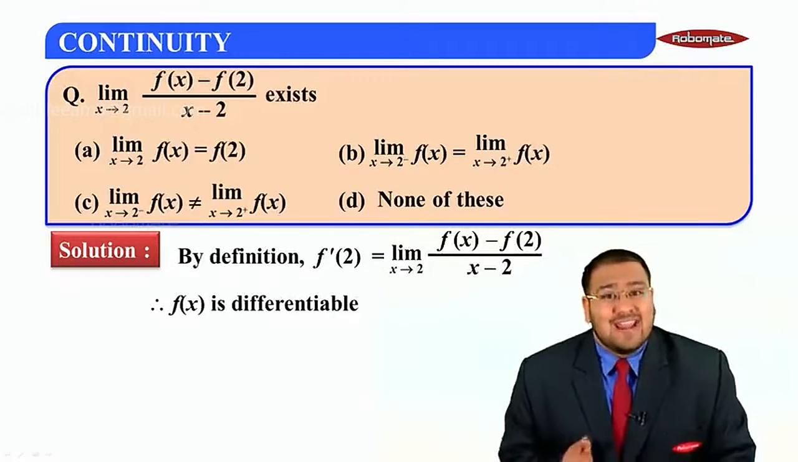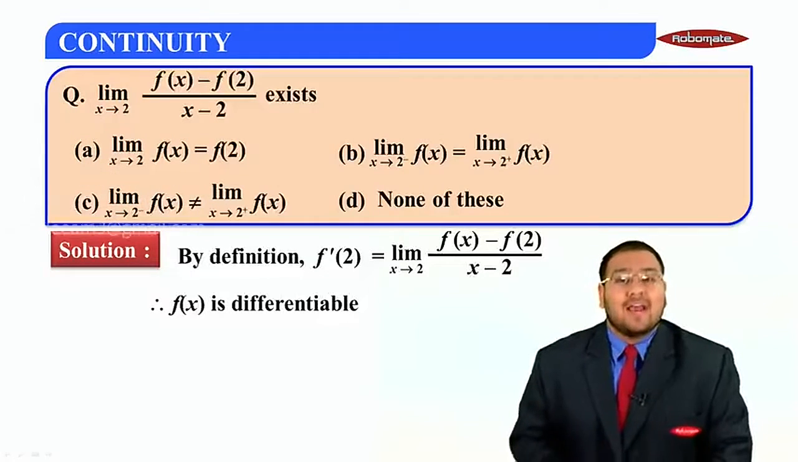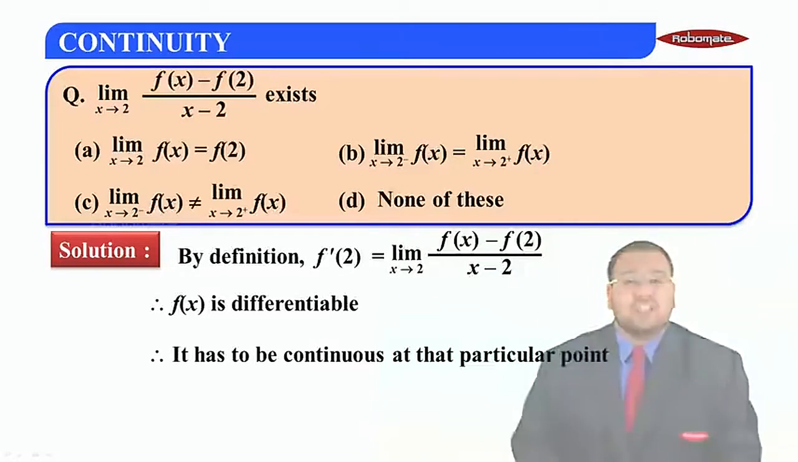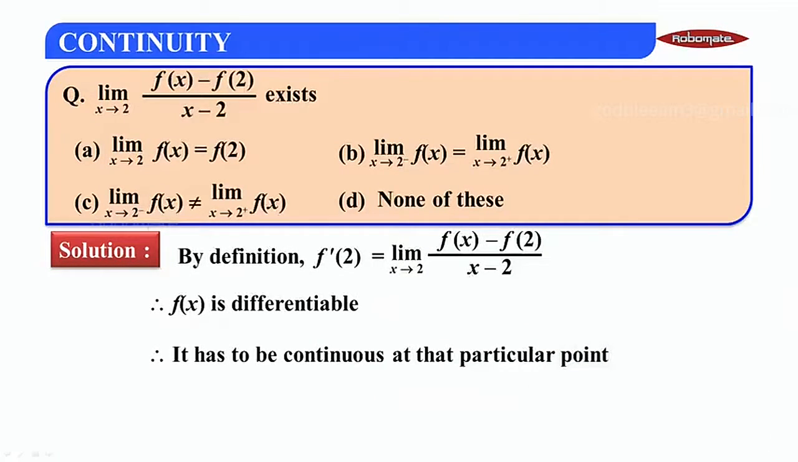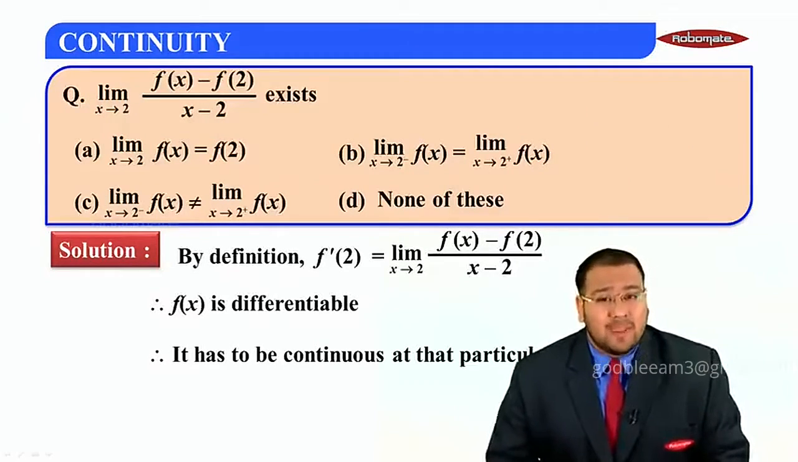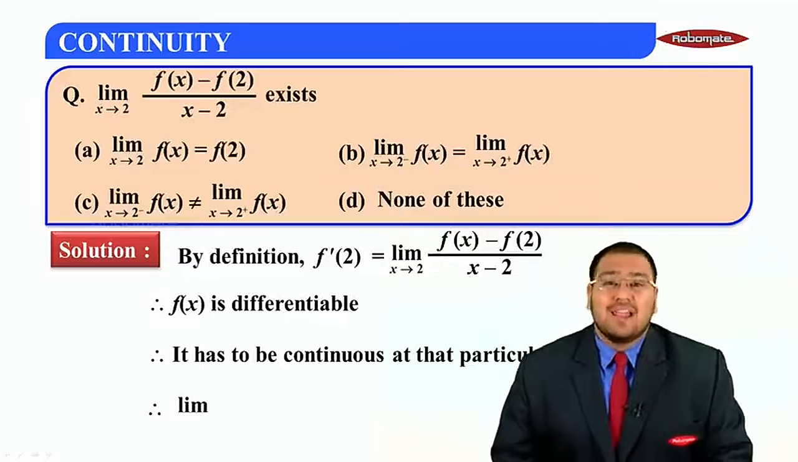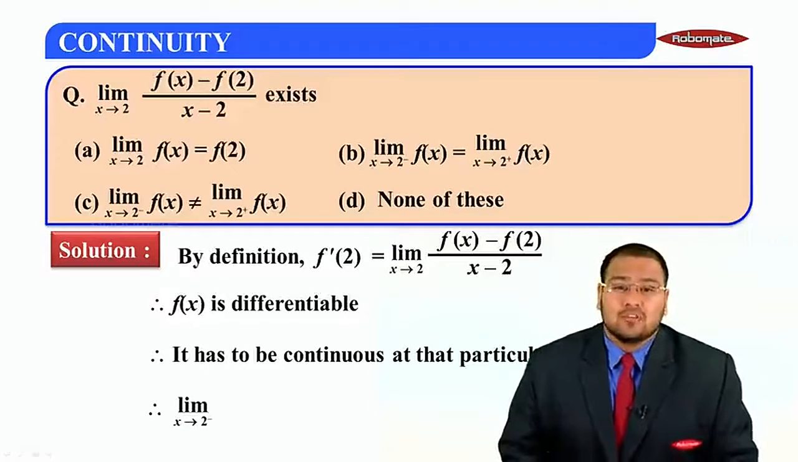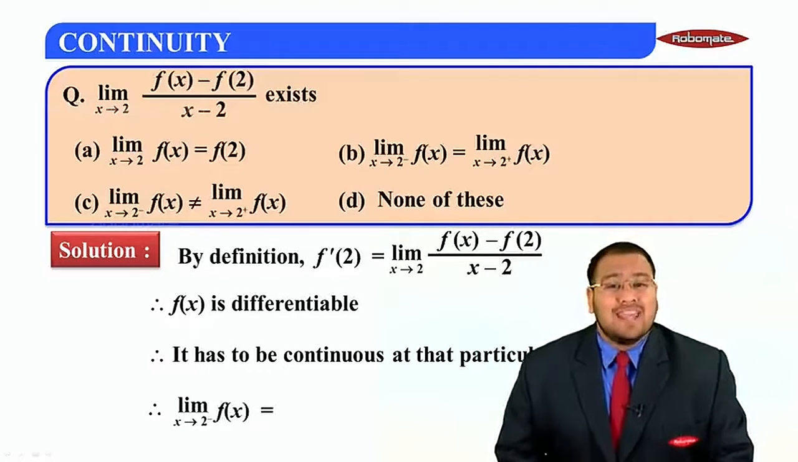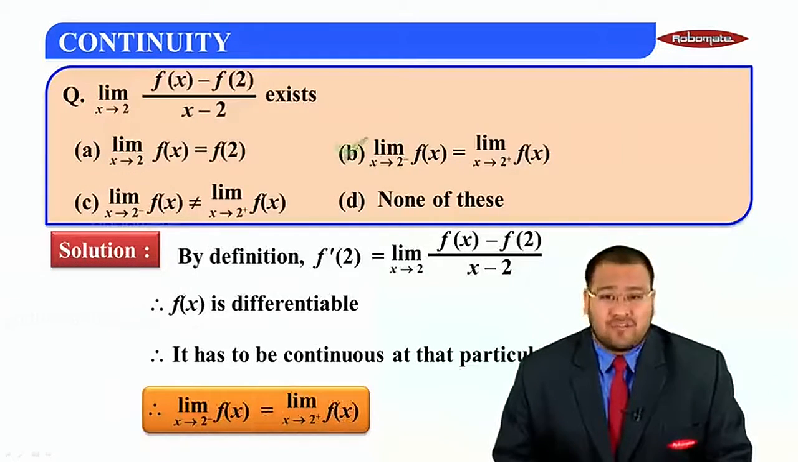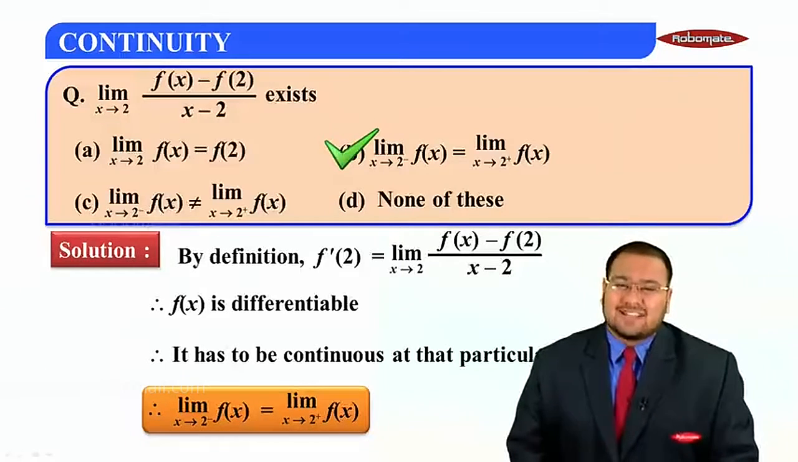Students, if you can find f dash of 2, it is obvious that f of x is differentiable, and for a function to be differentiable, it has to be continuous at that particular point. So, if f of x is differentiable, it has to be continuous, and for a continuous function, we know the left hand limit and the right hand limit both should be equal. So, the limit as x tends towards 2 minus of f of x should be equal to the limit as x tends towards 2 plus of f of x, and hence option B is the correct answer.